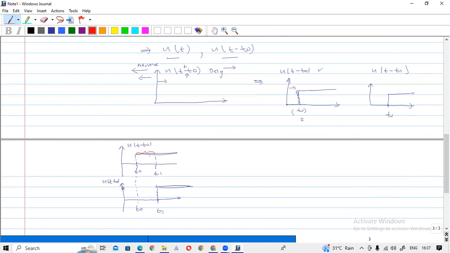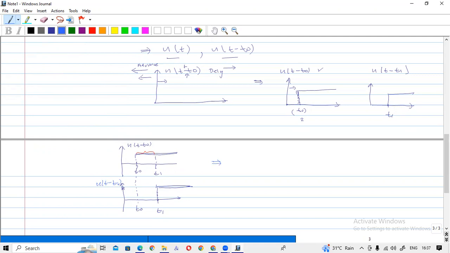So if you want to get only this portion, what do we have to do? Tell me. This is u(t - t1). So if you want to keep this portion, what do you have to do?